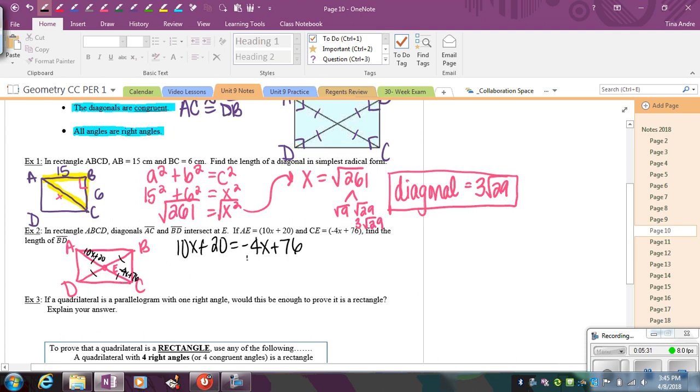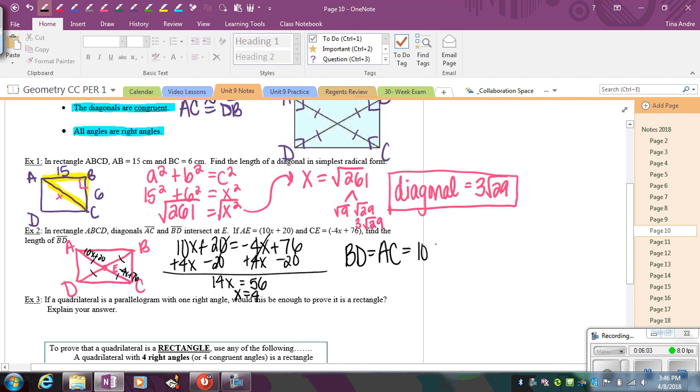And then I'm going to solve for x. So solving for x, let's bring the 4x over. And then subtract off the 20 from both sides. So we end up with 14x equals 56. Divide 56 by 14, and we end up with 4 for x. So then what I need to do is find BD, which is equal to AC, which is equal to those parts added together.